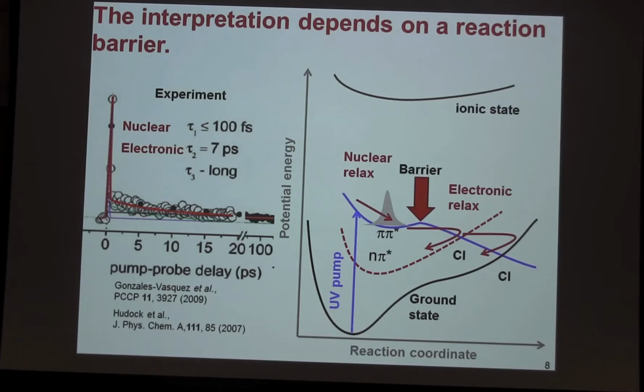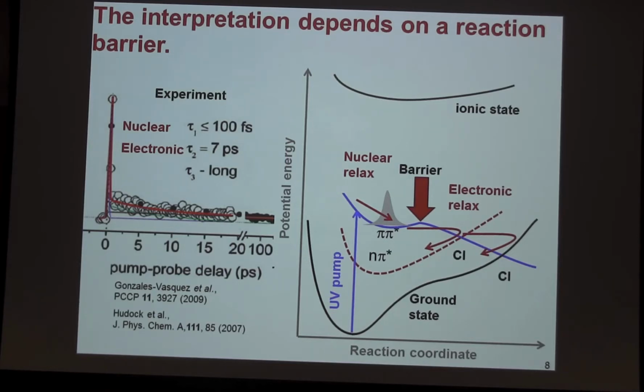And so there is another set of simulations where people predict a barrier between the Franck-Condon point and this conical intersection region. The wave packet quickly relaxes towards the barrier in 100 femtoseconds. So here the 100 femtoseconds is a nuclear relaxation process. But then it's hindered by the barrier, and it takes 7 picoseconds until it can do the conical intersection passage. So here, nuclear is 100 femtoseconds, and electronic is 7 picoseconds. Also, these simulations are in agreement with the experiment.